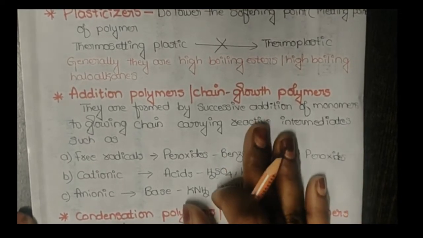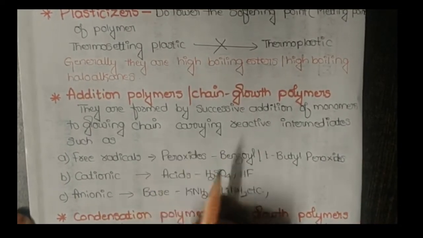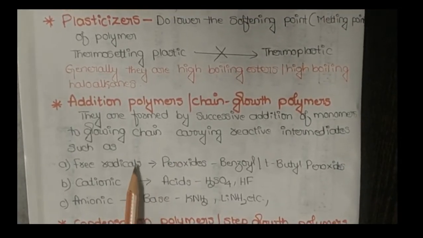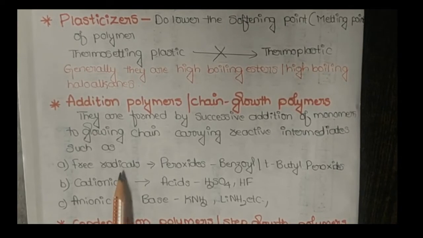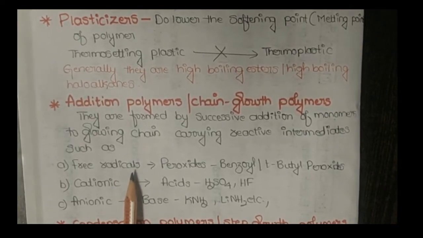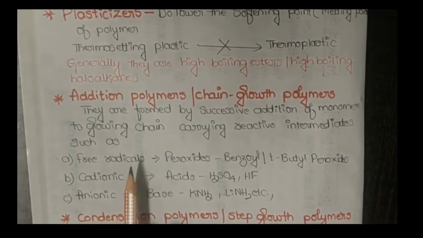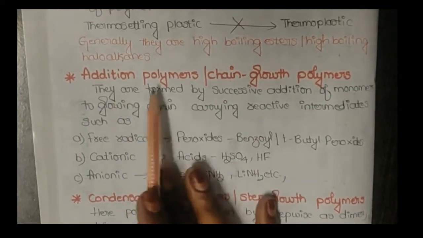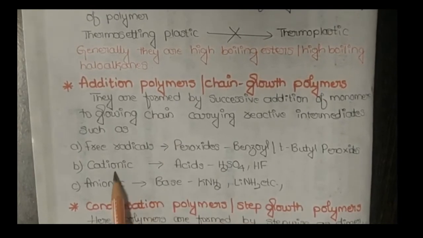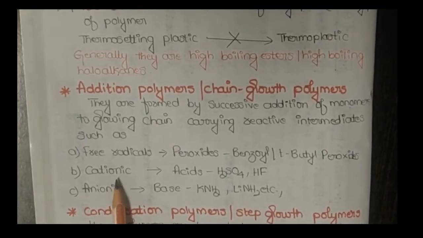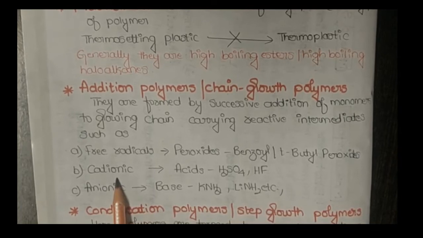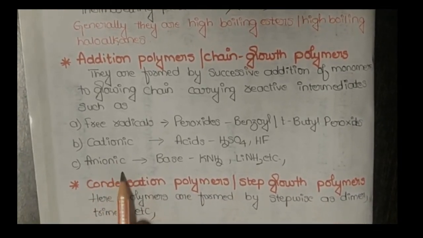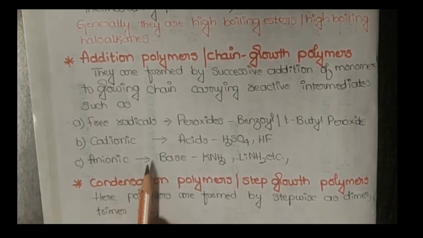So here also we can expect addition polymerization with free radicals as an intermediate, which you have studied in your second year polymers theory chapter with a free radical mechanism. And you can also expect addition polymerization with the formation of carbocation as an intermediate. And not only carbocation, you can also expect carbanions as intermediates.